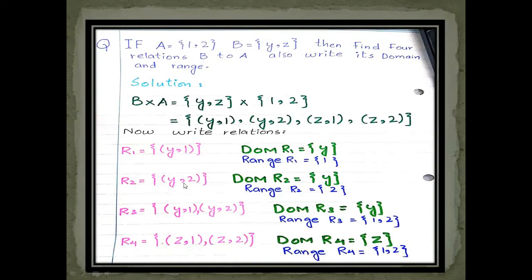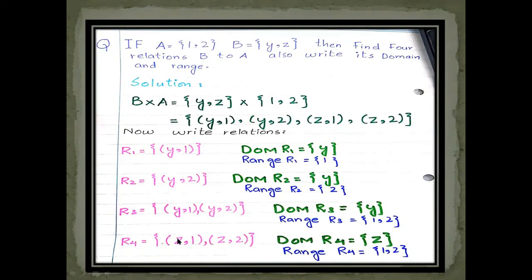Now focus on relation 2. Here the first element is y, so dom R2 is y, and the second element is 2, so range R2 is 2. Now relation 3. The first element of both ordered pairs is y, so we write y one time for dom R3, and range R3, the second elements of both, is 1 2.